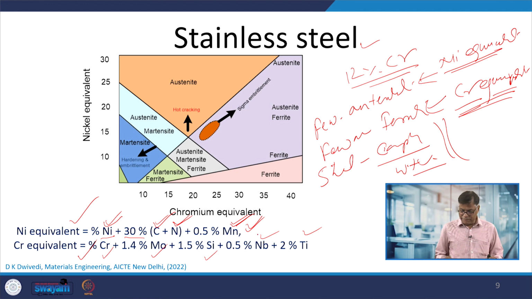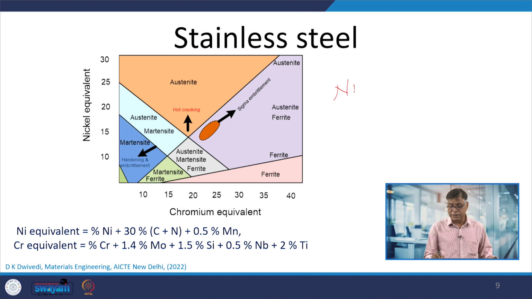Likewise, the chromium equivalent is also calculated, where the chromium content is directly added, then the molybdenum content is multiplied by 1.4, silicon is multiplied by 1.5, niobium weight percent is multiplied by 0.5, and titanium weight percentage is multiplied by 2 in order to obtain the chromium equivalent. Once we have obtained the chromium and nickel equivalent values for a given steel, say the nickel equivalent is 11 and the chromium equivalent is 18.